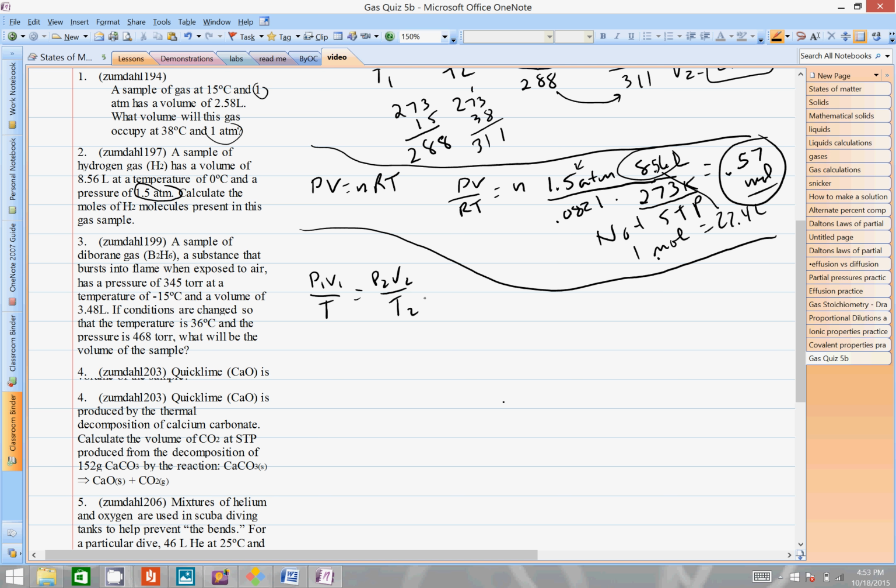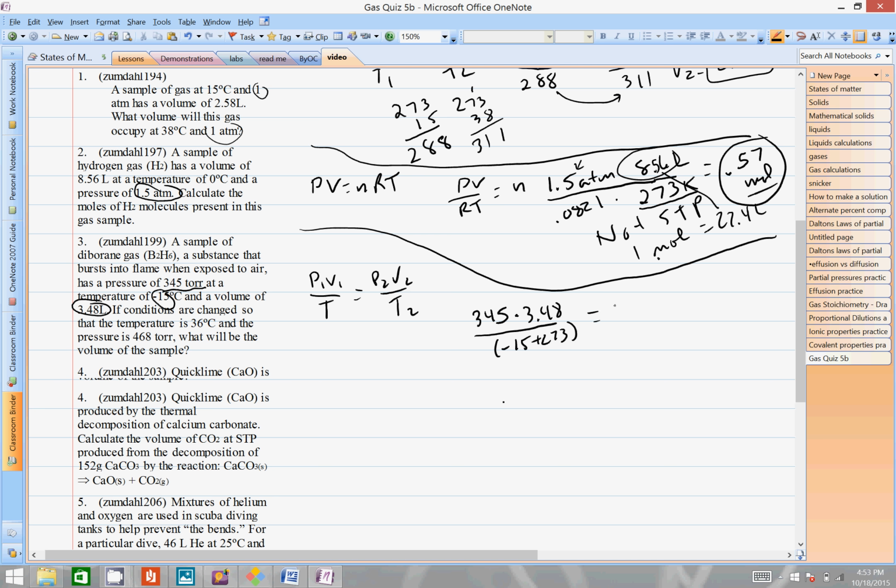So we got 345 torr. We have a temperature here and a volume. Those are all our initial values. So we're going to plug it in here. We got 345 is the pressure times the volume of 3.48 over, and then -15 plus 273.